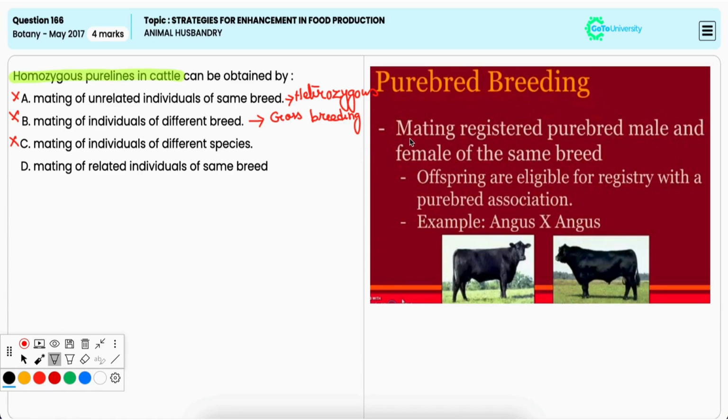Now, mating related individuals of same breed, that is inbreeding, increases the homozygosity for specific traits. And over successive generations, this can lead to homozygous pure lines, which are genetically uniform for a desired trait. Hence, it is the correct option.